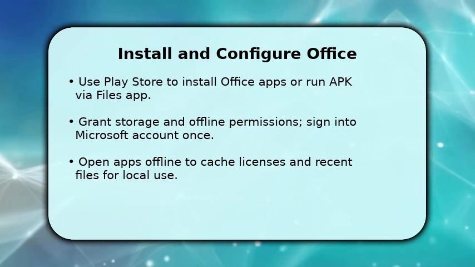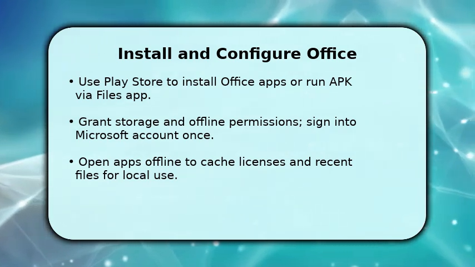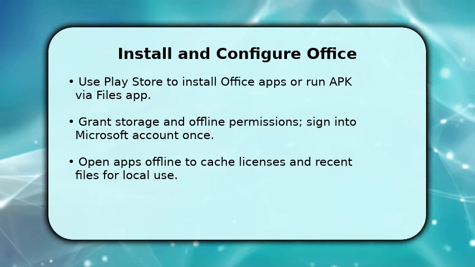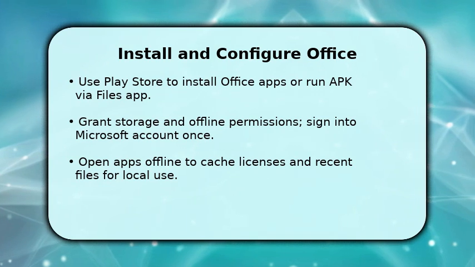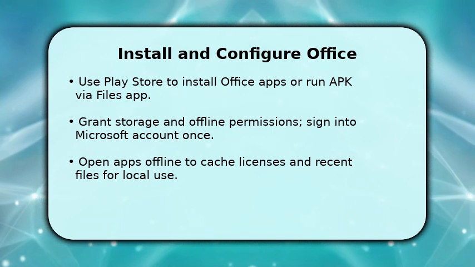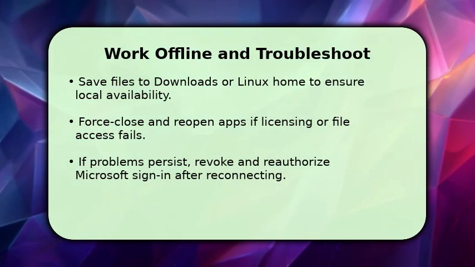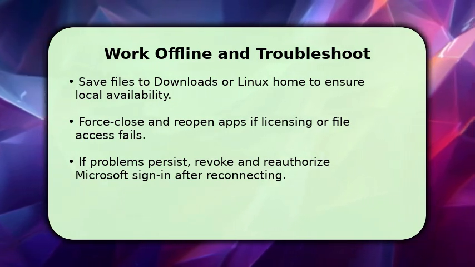Make sure you grant storage and offline permissions so documents can be saved locally. Sign into your Microsoft account one time while online to activate licenses, then open each app while connected so licenses and recent files cache. After you finish, save active work to local folders like Downloads or your Linux home so files remain accessible without internet.